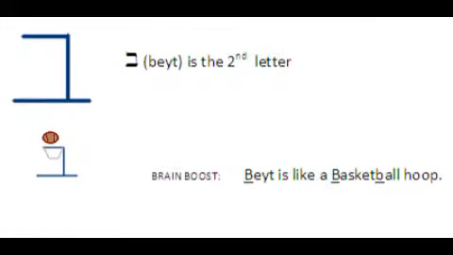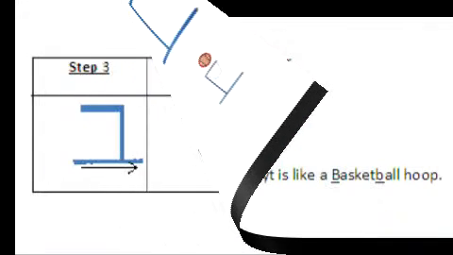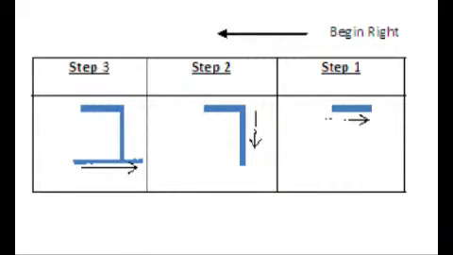Beyt. Beyt is the second letter of the Hebrew Aleph Beyt. And you'll notice in the brain boost, beyt resembles a basketball hoop. So just like beyt has a b sound, so does basketball. So when you see that Hebrew letter, you'll think of beyt. Beyt has 3 steps to writing, as you see here. Practice writing your beyt.